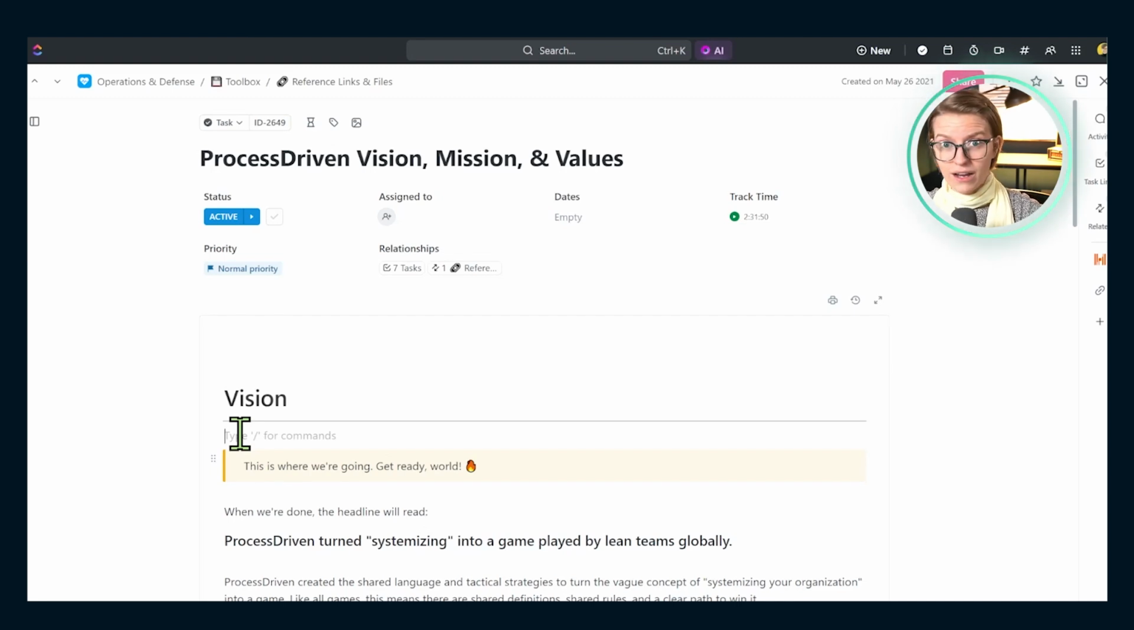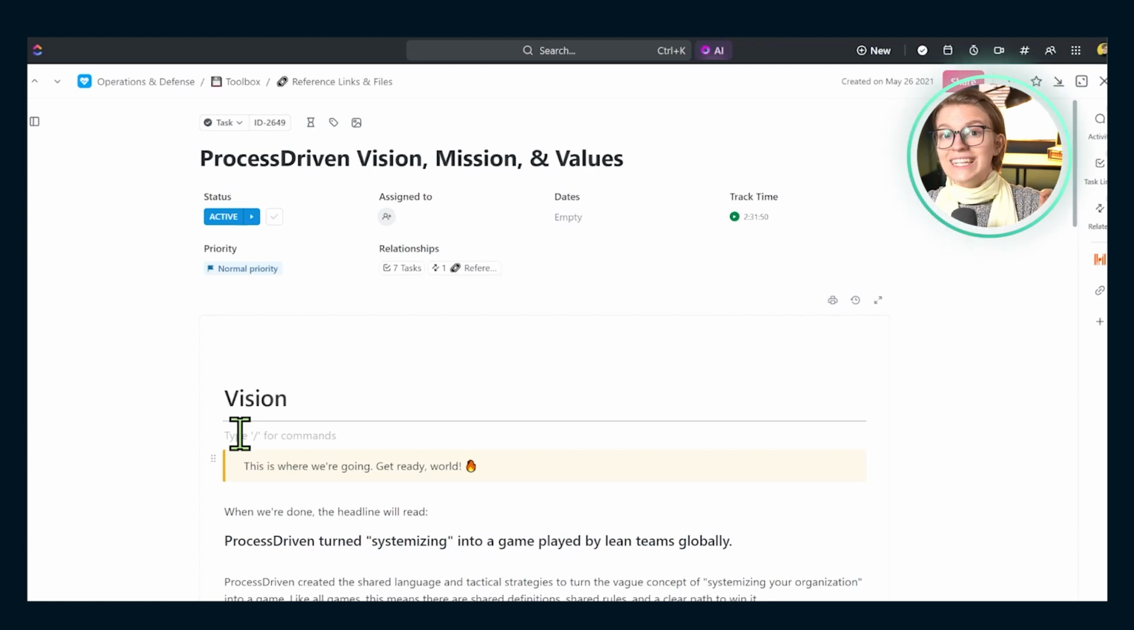For example, right now, the vision of ProcessDriven, my company, is to turn the idea of systemizing your business, which is kind of this vague marketing term that means nothing, into a quantifiable game. So there's set rules to it.